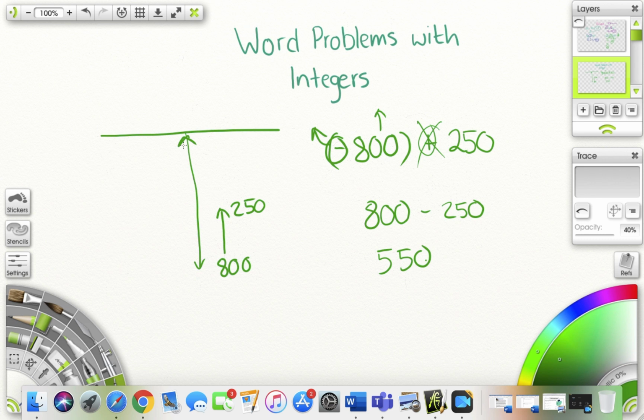However, remember, it's 800 feet below, and I went up by 250 feet. This level right here is 550 feet below sea level, so it's actually still a negative number because I know I'm still below that sea level. All right, so I'm at negative 550 feet. And that's my answer.